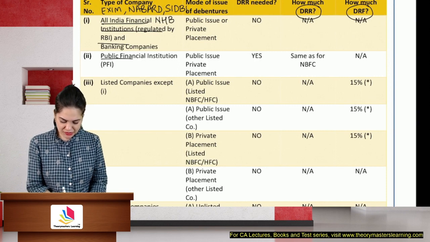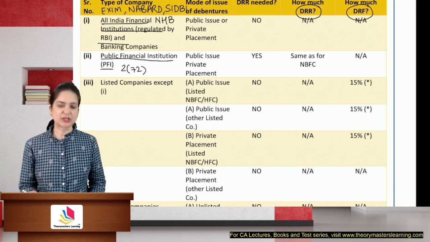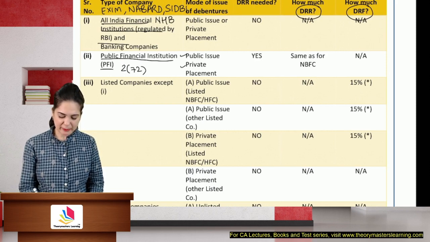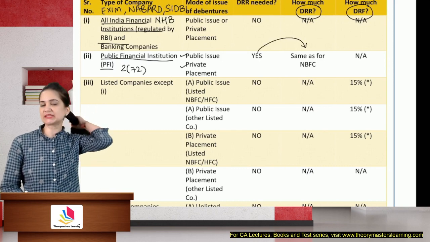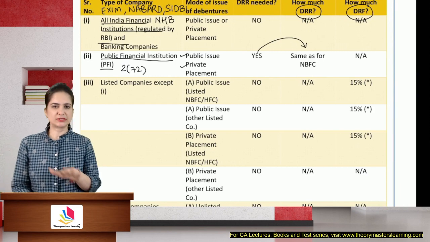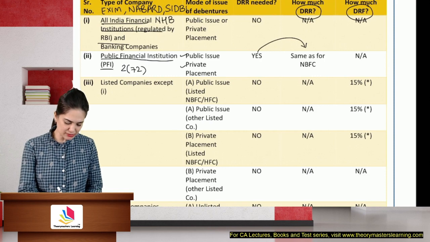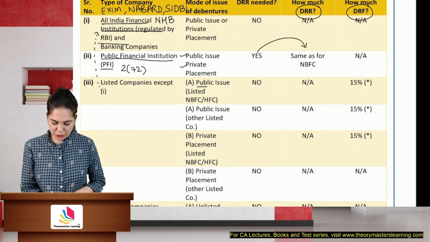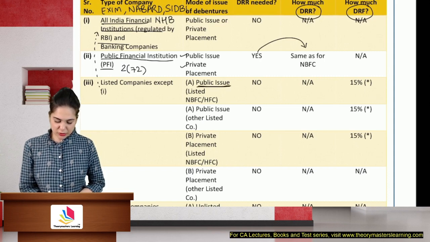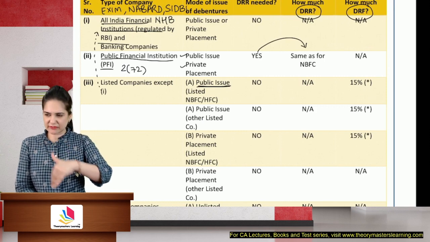If you are a public financial institution, you had studied this in section 2, clause 72 of the Act. If you are a public financial institution going either for public or private placement of debentures, yes, DRR is required, but same as for NBFC. But you will realize that till today, as of now, NBFCs are not required to create DRR. In case of listed company, except these, okay? In case of other listed companies, if they are going for public issue, this will also include listed NBFC or HFC. DRR is not required, but DRF is required. That is Debenture Redemption Fund. How it is to be created, we will see later.